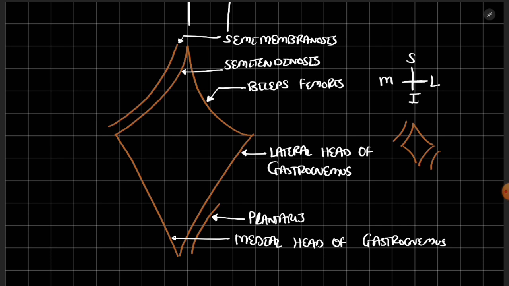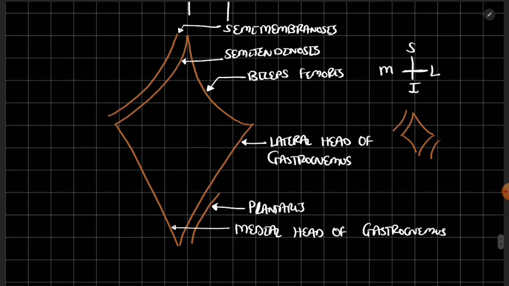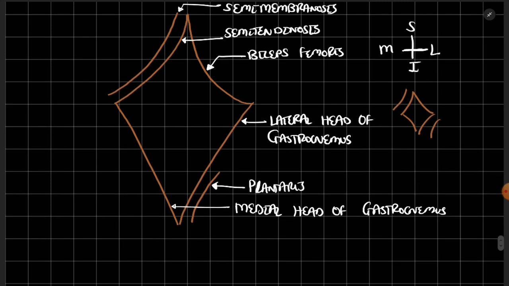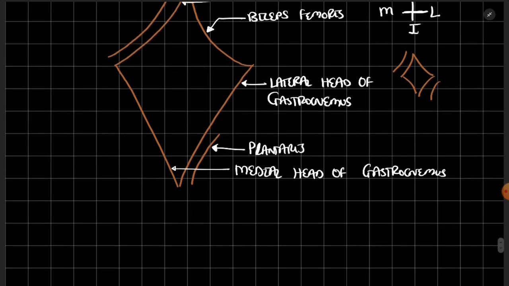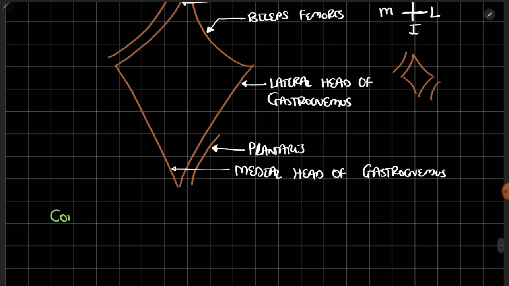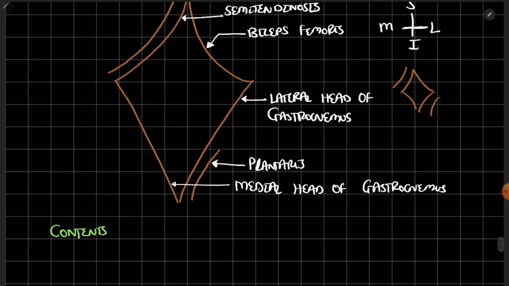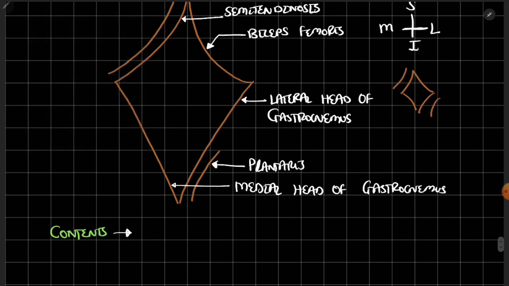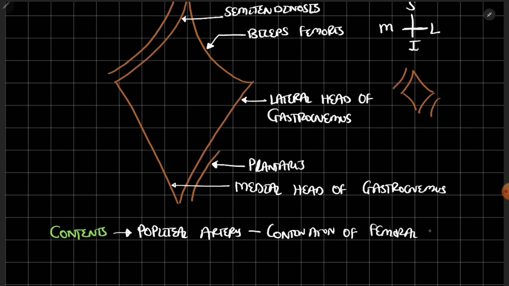Now, these are the boundaries. Now the contents are very much important, and the relation of the contents are pretty much important. So remember, I will first write the contents, and then we will draw it. Contents are popliteal artery. Mention it here as a continuation of the femoral artery, just to mention it.